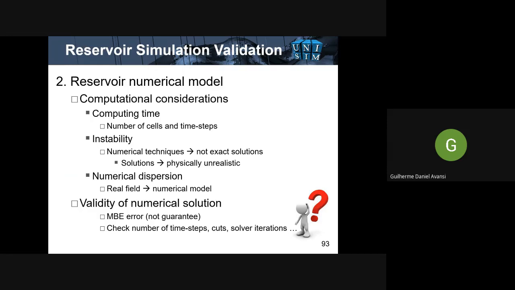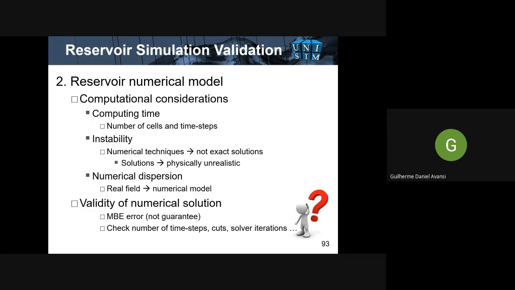So, okay, we are talking about the reservoir simulation model validation. What information must we consider when we are talking about validation? The first one is the computational time, because we have a number of cells and also a number of time steps.